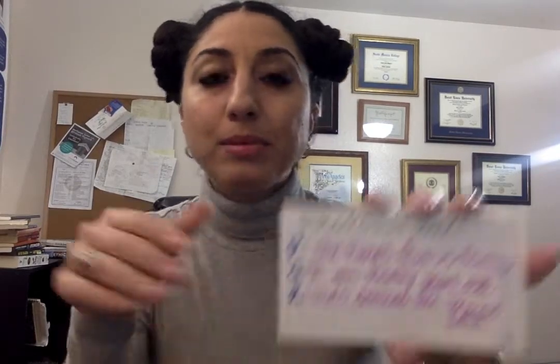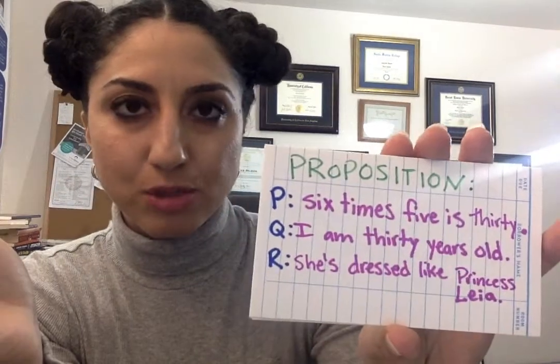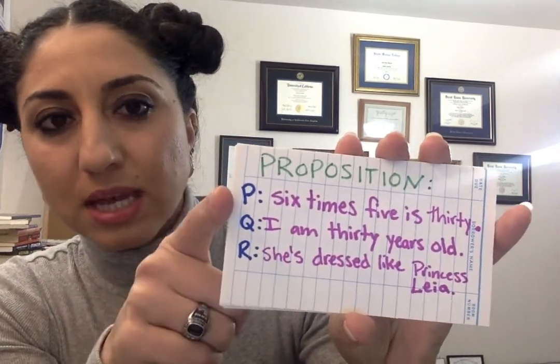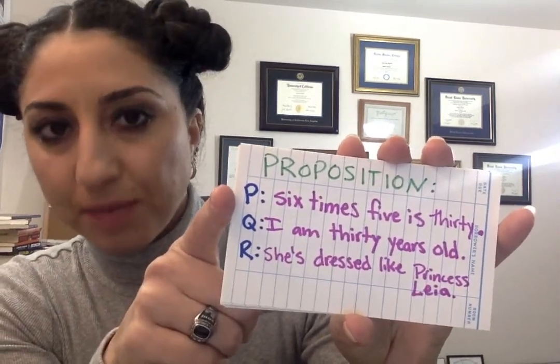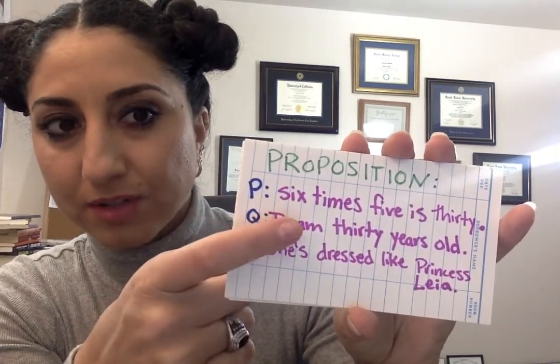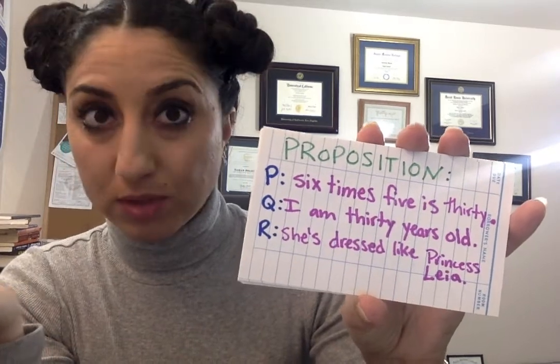So first, what's a proposition? A proposition is a statement that can be true or false. So here are examples of propositions. 6 times 5 is 30. So proposition P, which is that 6 times 5 is 30, is either true or it's false.